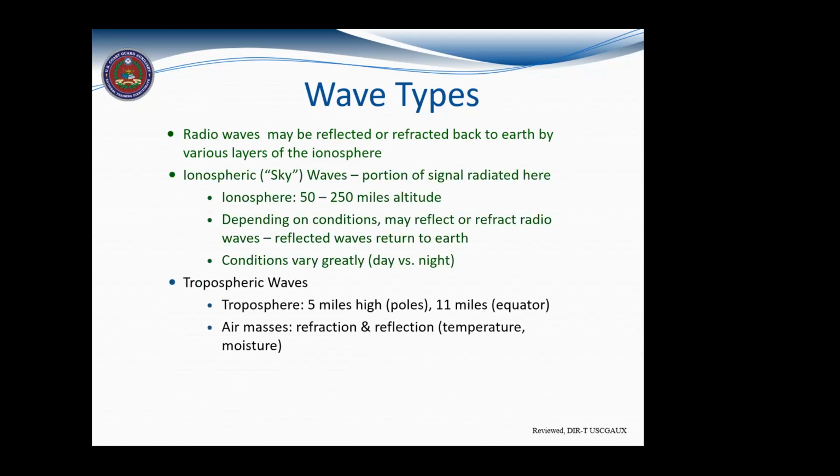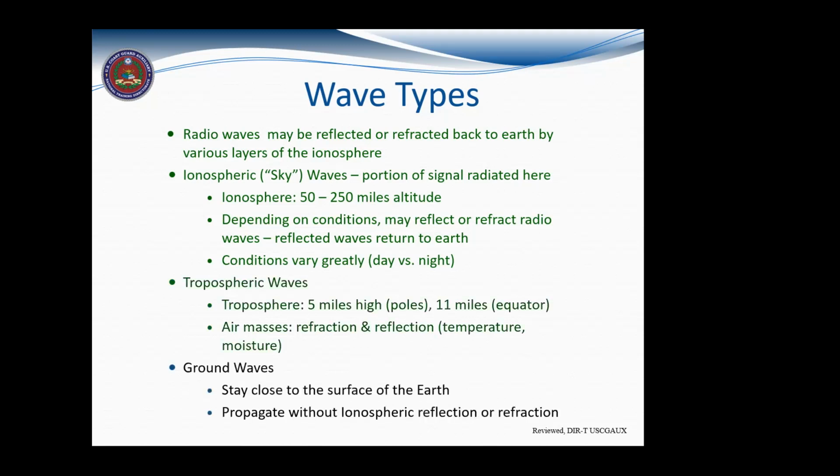The tropospheric layer is lower than the ionospheric and doesn't have as much effect as the ionosphere, but it's another aspect that you have to consider as you're determining your radio usage. Ground waves are those that stay close to the surface. There may be a slight refraction, but for the most part, it would become line of sight.